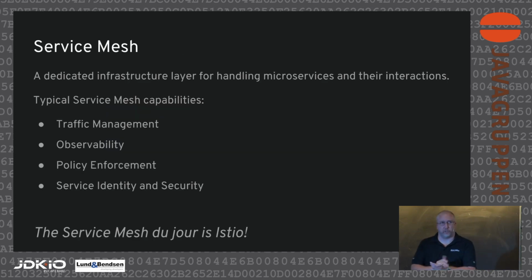So ServiceMesh is a dedicated infrastructure layer for handling microservices and their interactions. So what does that mean? Some of the main capabilities around that are things like traffic management, so being able to route between different versions of the same microservice. Observability, so built-in tracing of everything that's going on in the Istio service mesh. Policy enforcement, so you can do things like restricting which services can call others through the use of service accounts and things like that. And then also adding identity and security.